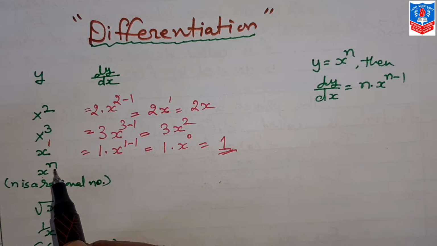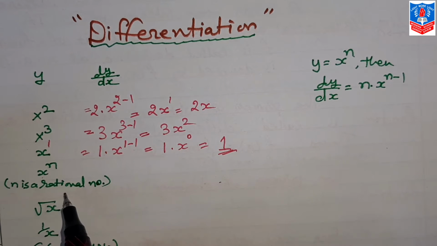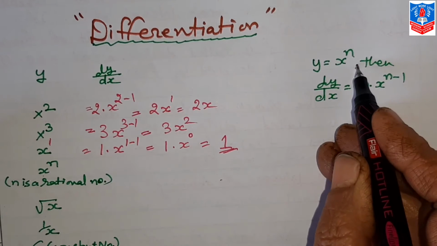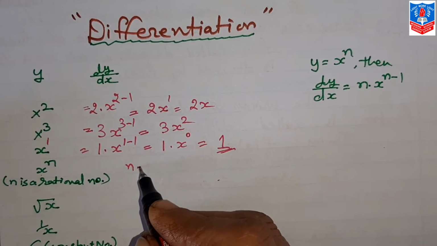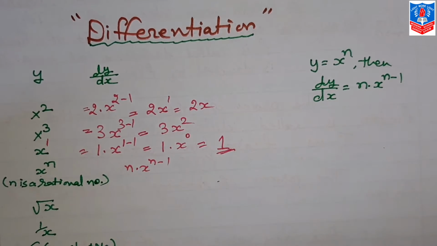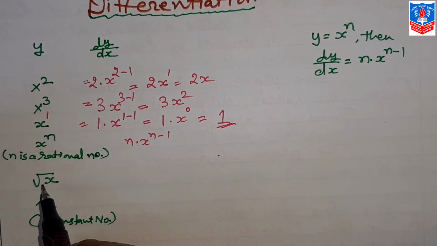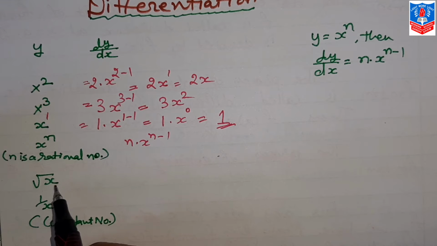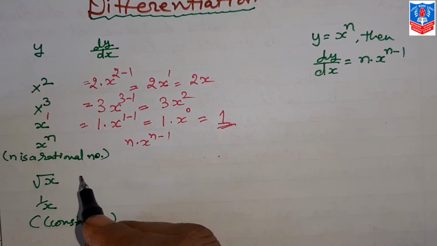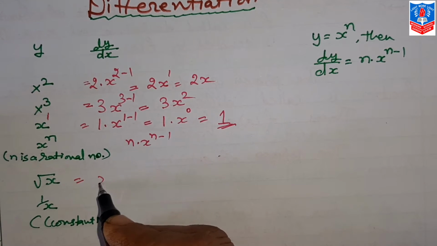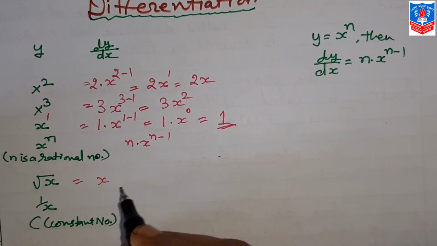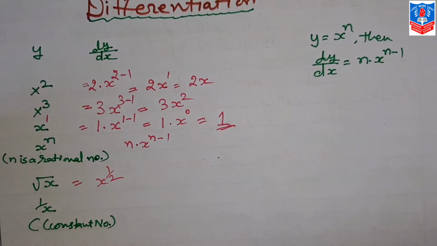Next, x raised to n, where n is a rational number. Now it is the same: n x raised to n minus 1. Now important, here root of x. Now in place of this, if I want to remove the root sign, I can write x raised to half.